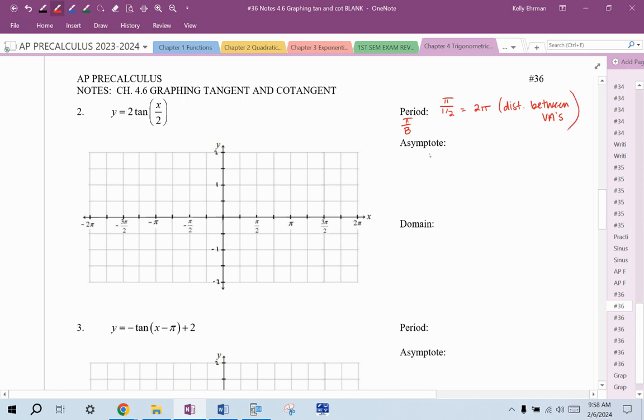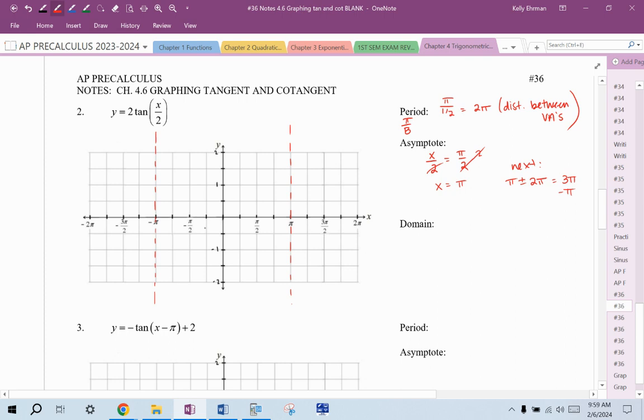Speaking of vertical asymptotes, we take the expression inside of tangent, x over 2, set it equal to pi over 2, and solve. So if you multiply by 2, you get pi. So one asymptote is at x equals pi, and I draw that in. The next asymptote is 2 pi away from that. So what is pi plus or minus 2 pi for the next one? Well, 3 pi is off my graph. I don't really want to extend that out. So go the subtraction route. 3 pi minus 2 pi is negative pi. So draw another asymptote at negative pi.